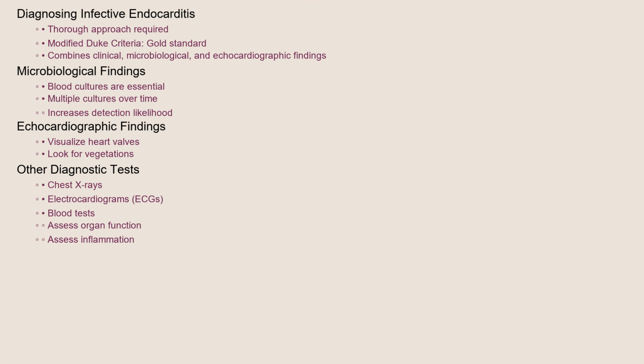Blood cultures are essential to identify the causative microorganism. Multiple blood cultures are typically drawn over a period of time to increase the likelihood of detecting the bacteria. Echocardiography, both transthoracic and transesophageal, is used to visualize the heart valves and look for vegetations or other signs of endocarditis. Other diagnostic tests may include chest X-rays, electrocardiograms, ECGs, and blood tests to assess organ function and inflammation.